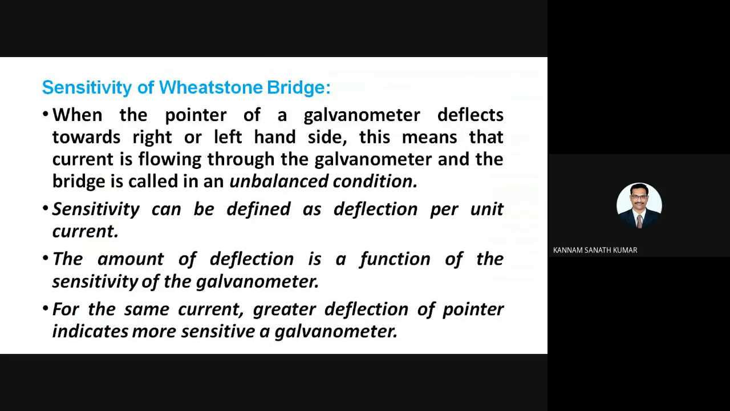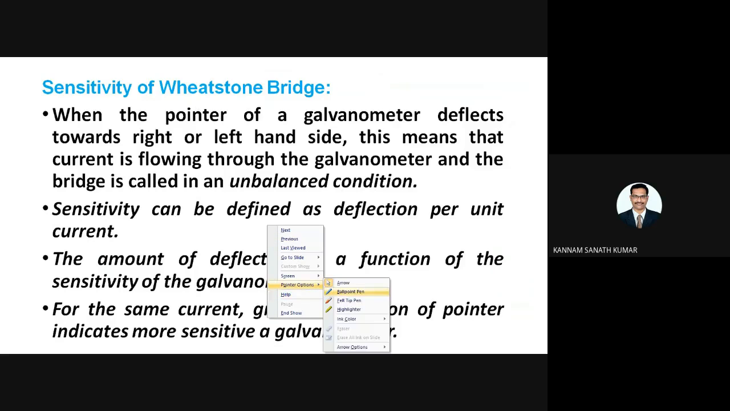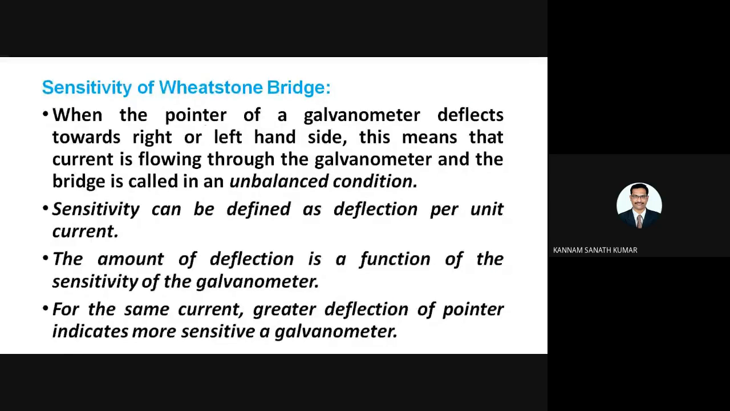Next you need to know about the sensitivity of the Wheatstone bridge. When the pointer of the galvanometer deflects towards the right or left hand side, this means current is flowing through the galvanometer. When there is some finite amount of current in the galvanometer, it deflects right or left depending on the current direction, and the bridge is said to be in the unbalanced condition. When the current is zero, the bridge is in the balanced condition.